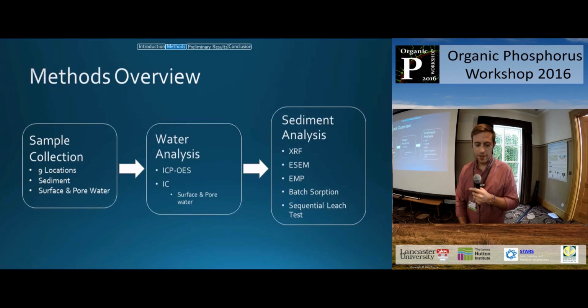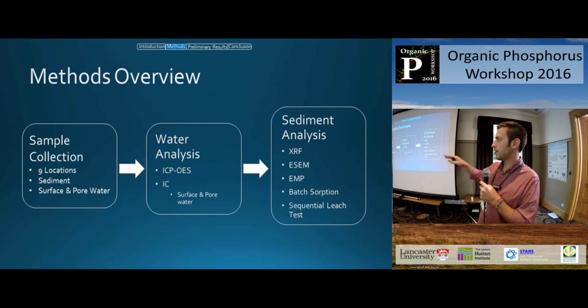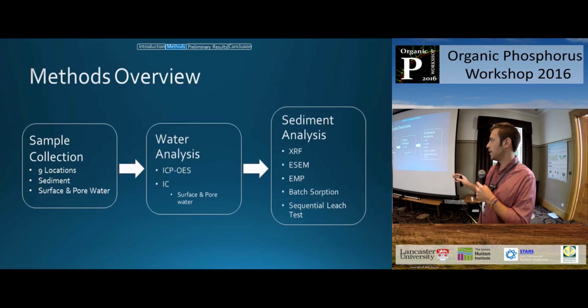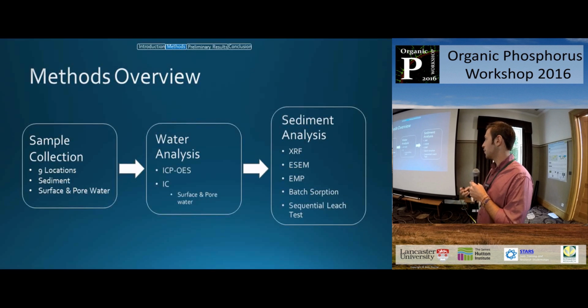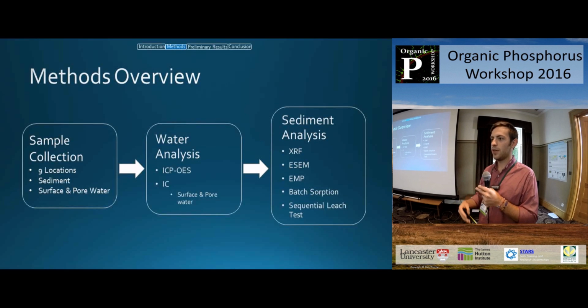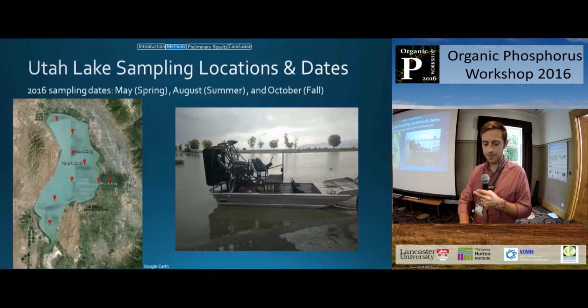Some of my methods: I collected 9 samples on the lake, both surface water and pore water samples. Then I ran the water analysis on the ICP. Mostly I was looking at the sediment using XRF and electron microscope images, batch sorption tests, and sequential leaching to try to figure out where all this phosphorus was.